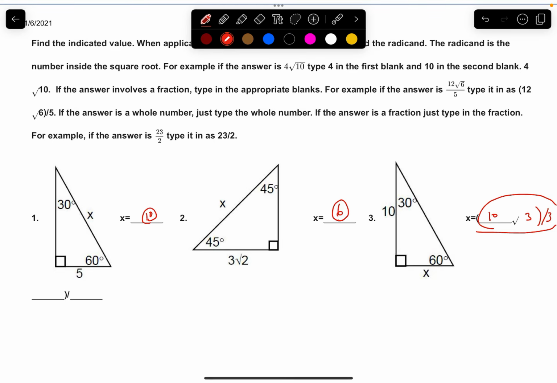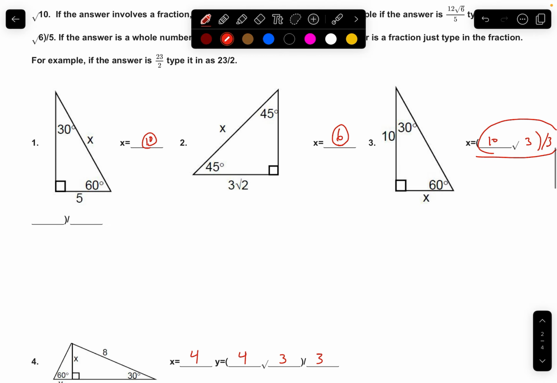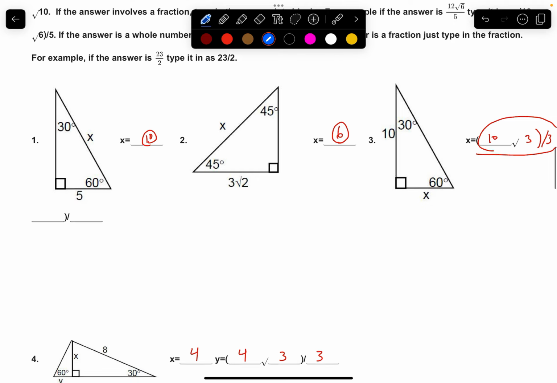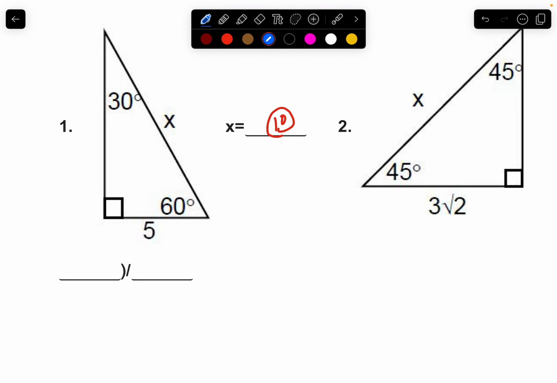All right. Hello, everyone. Quick walkthrough of the first assignment, the special right triangles practice number 2. Some of these are pretty hard. Some of them are maybe a little bit faster. I'm just going to talk through each one as quickly as I can here.